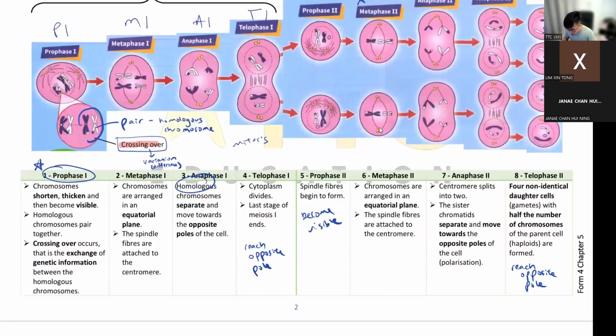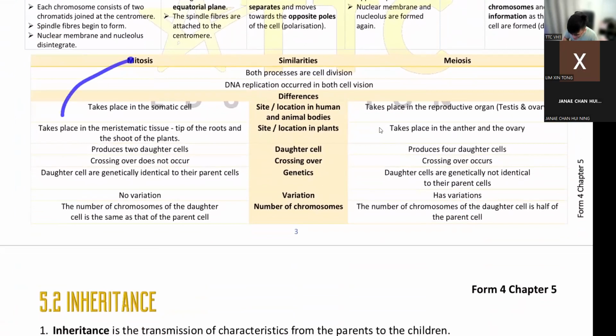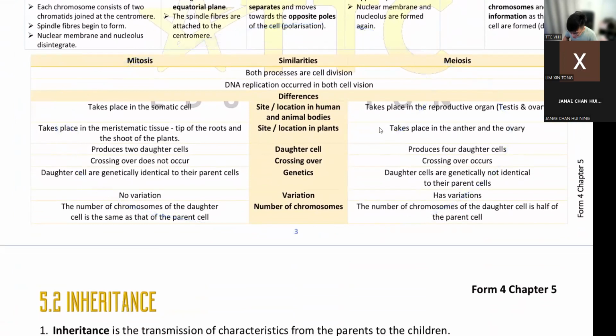Let's do some exercise. Oh yeah, before I begin, sorry, let's go to the difference. I already summed up the difference for you here. So what about the similarity? What's the similarity between mitosis and meiosis? They both do cell division. They both do DNA replication. They both photostat DNA.